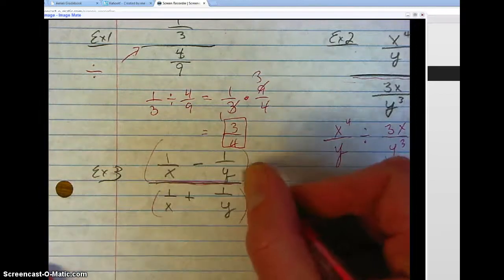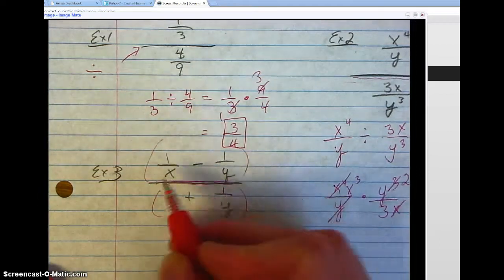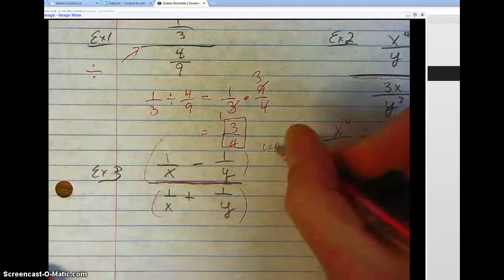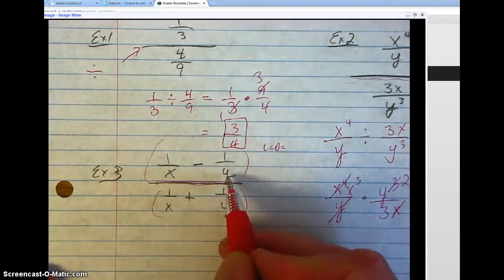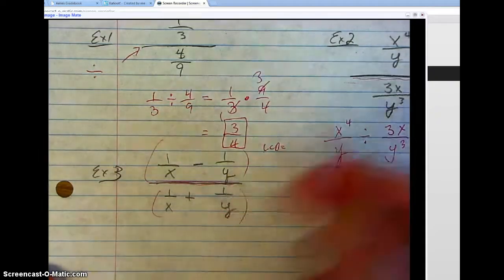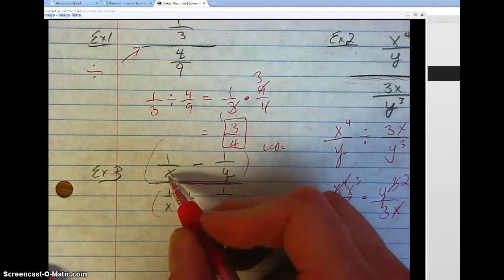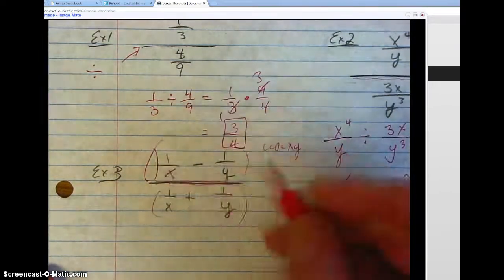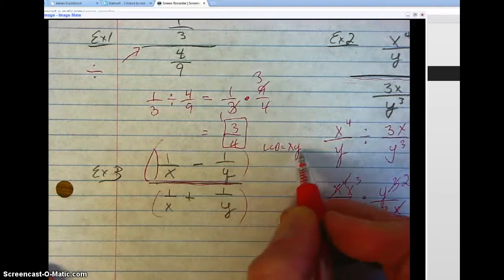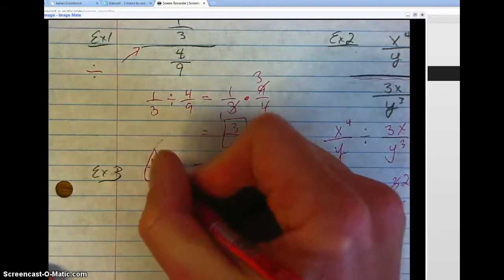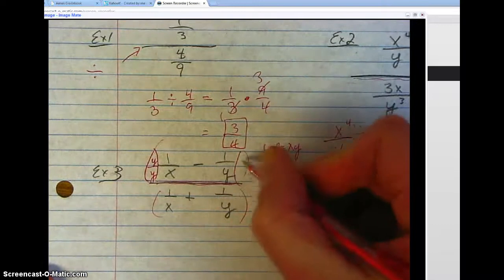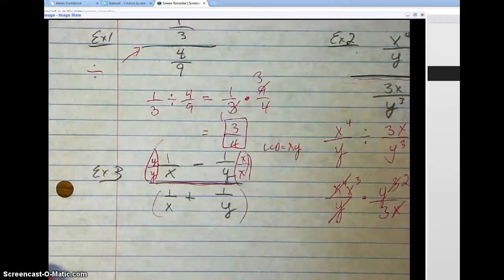So having said that, let's look at these two fractions right here, 1 over x and 1 over y. What is the LCD of those two fractions? This is now back to 11-4. The LCD is going to be x times y, one of each. So what's this one missing to get the LCD? It's missing the factor of y. And what's this one missing? Well, hopefully you see that it's missing x.